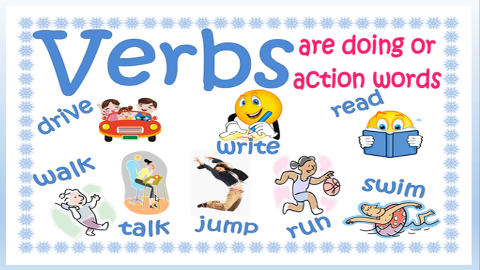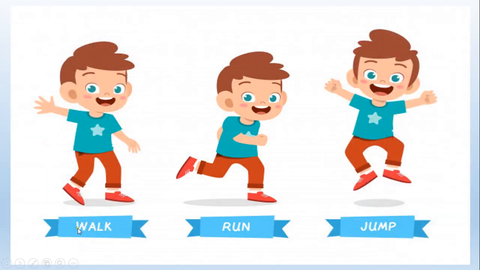Now let me review a little what verbs are first. Verbs are doing words or action words. We use them to express an action that we do or something you are currently doing. Verbs like drive, walk, talk, jump, write, run, swim, and read. These are all actions and verbs.